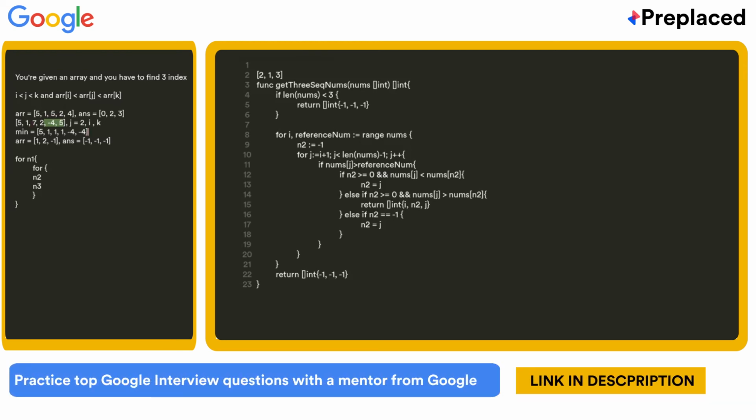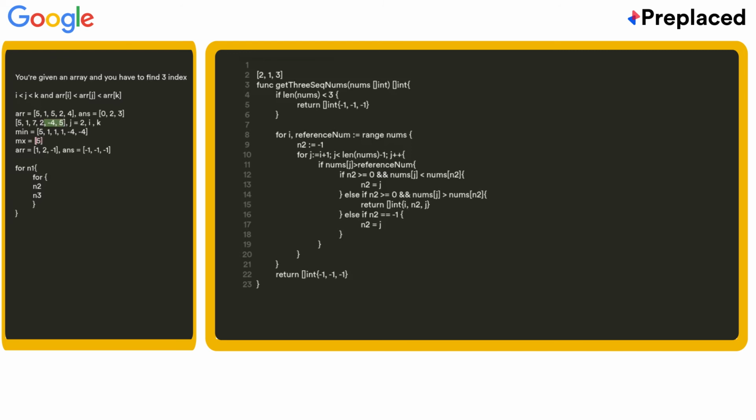And similarly, we can have a maximum array. This maximum will contain the maximum from the end. So we'll have 5. And when we have minus 4, the maximum will remain 5. And then we have 2, so the maximum will still remain 5. And then we have 7, so the maximum will become 7. And then we have 1, so the maximum will be 7, and 7.